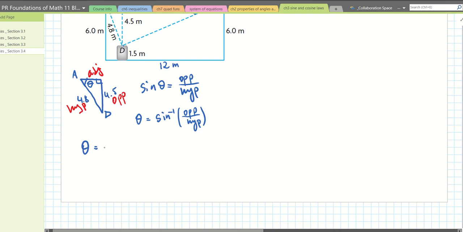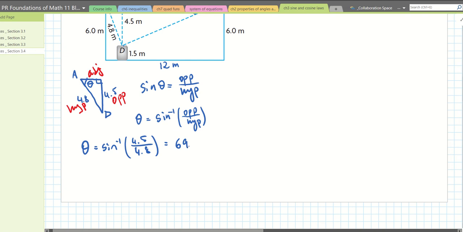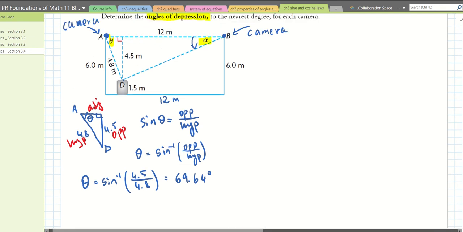So theta is going to equal the inverse of sine. Opposite here is 4.5 and hypotenuse is 4.8. So in this case, we're going to take the calculator, do 4.5 divided by 4.8, then take the inverse sine, and we get 69.63, I guess 64 if I round it to 2 decimals here. So that's the angle theta. So right away we found one of the angles using just primary trigonometric ratios.